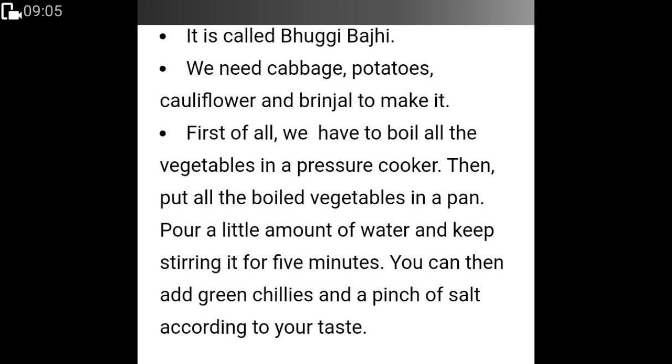First of all, we have to boil all the vegetables in the pressure cooker when we are making an avial. So we boil all the vegetables. You can do it in a pressure cooker or just in a pot. After boiling them, you put them in a pan. Pour some water in it and stir it for a few minutes, maybe 5 or 2. After that, you can add a few green chilies and a pinch of salt, and you can know that your avial is ready.